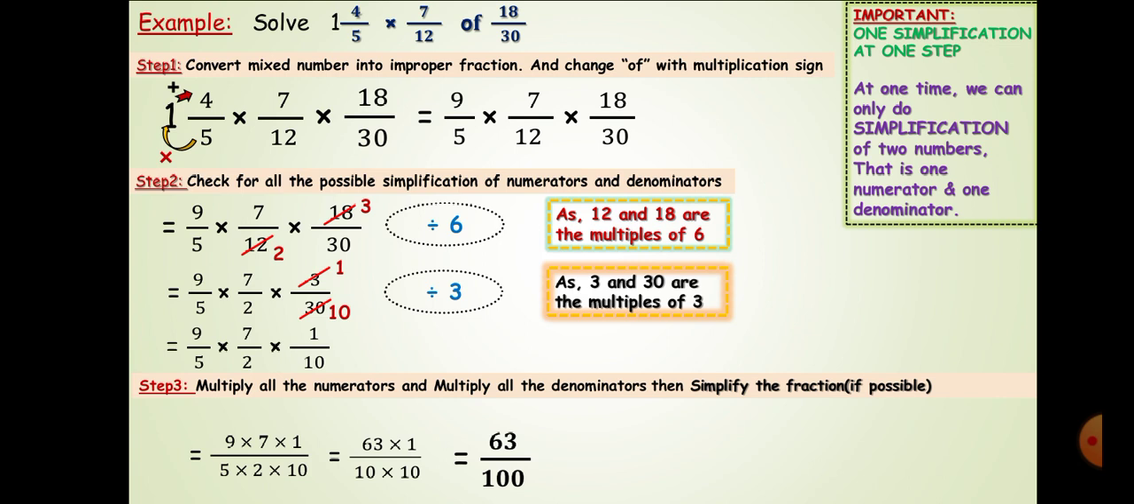So now no more simplifications are possible. So we have to multiply the numerators with numerators and denominators with denominators, and simplify if that's possible. So here I'm having 9 multiplied by 7 multiplied by 1 over 5 multiplied by 2 multiplied by 10. So I'm going to get 63/100, and it's a proper fraction with no more simplification.